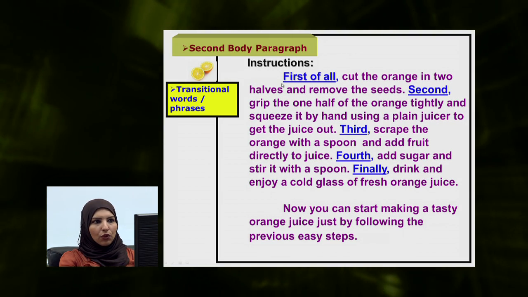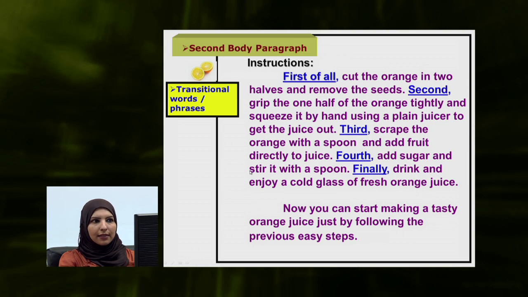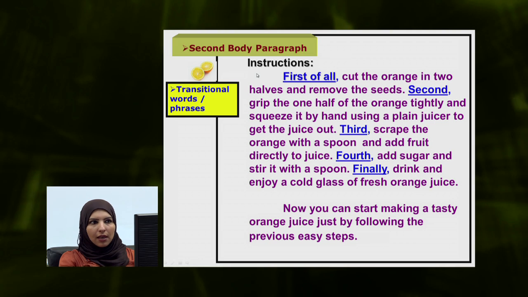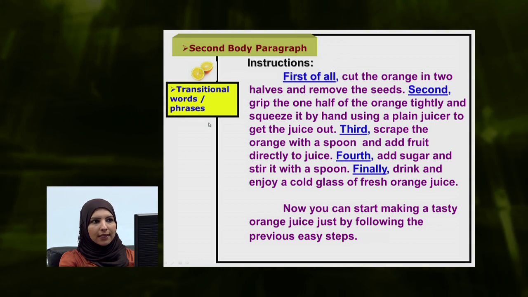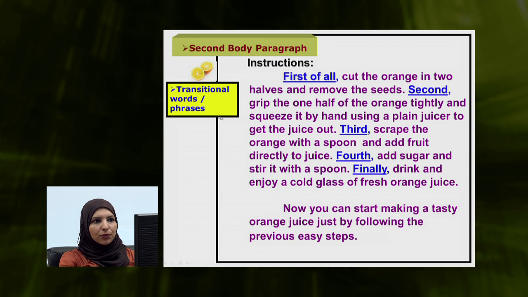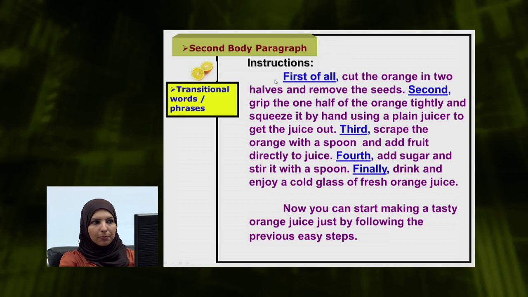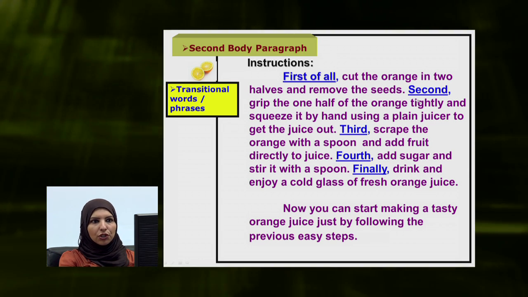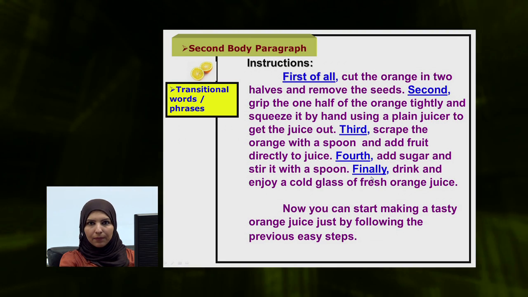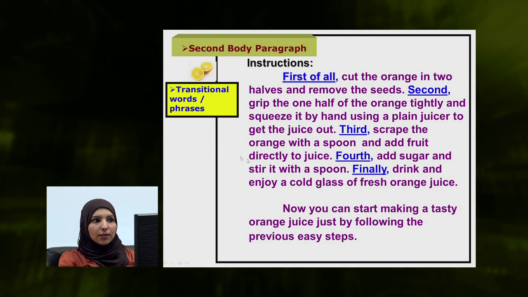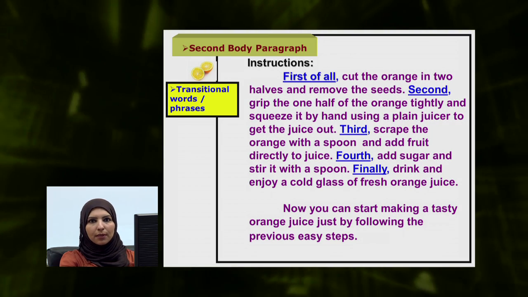As you see, once we analyze the second body paragraph, we'll find out that it is about the instructions, and we used some transitional words or phrases. For example, we used that transitional phrase, which is first of all. In addition, we used other transitional words like second, third, fourth, and finally. Actually, you should use these transitional words in order to make your instructions or steps easy to follow.